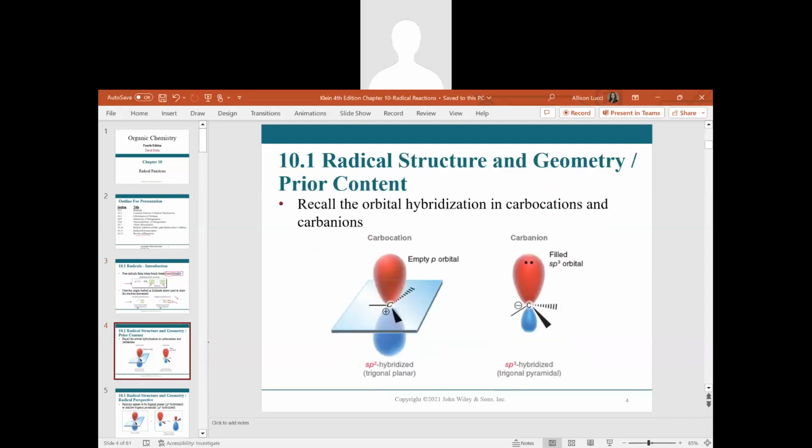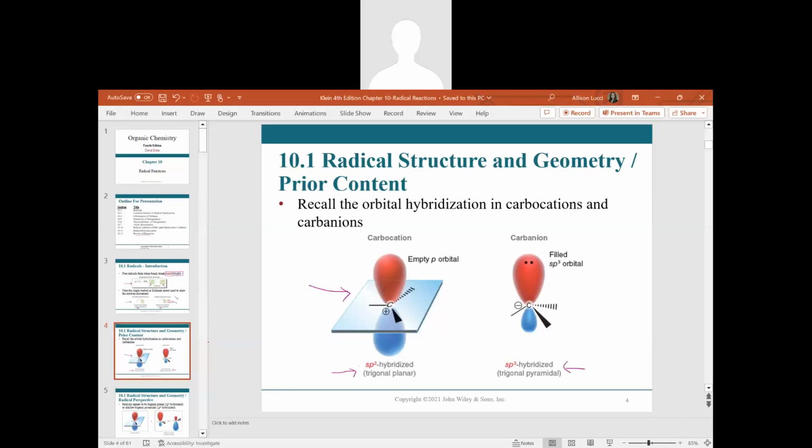So what else should we know about radicals? We've seen a molecular geometry for carbocations, which would have a positive charge on a carbon. They have empty p orbitals, and they are trigonal planar because they have this sp2 hybridization of their orbitals. When we have carbanions, we have a filled sp3 hybridized orbital, right? They have a different hybridization, they're sp3, but with that lone pair, they end up with a trigonal pyramidal molecular geometry instead of a trigonal planar.